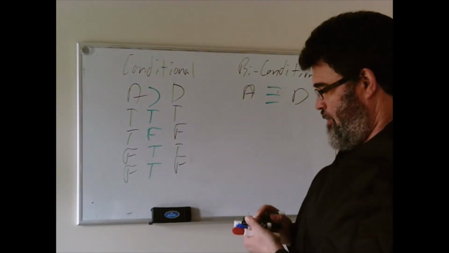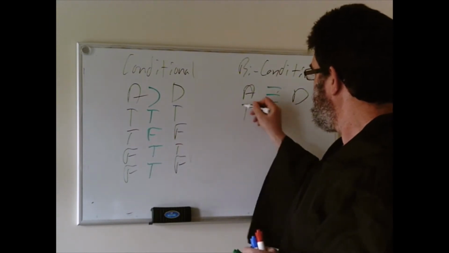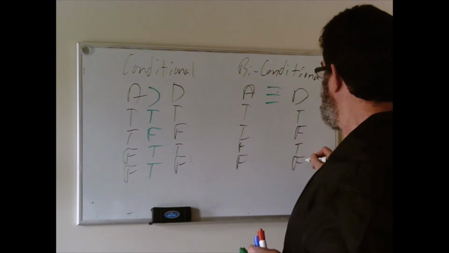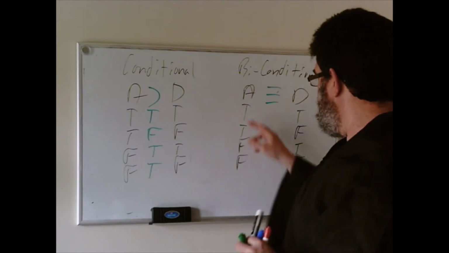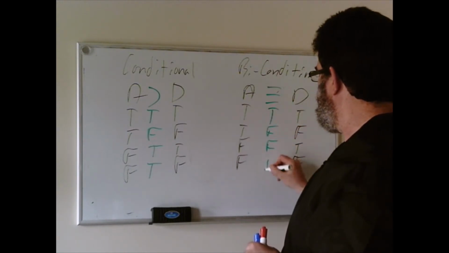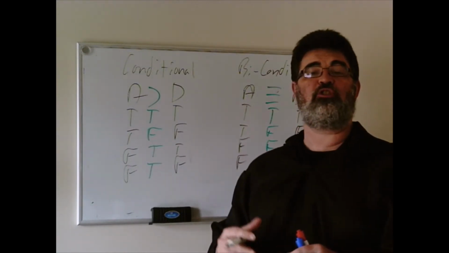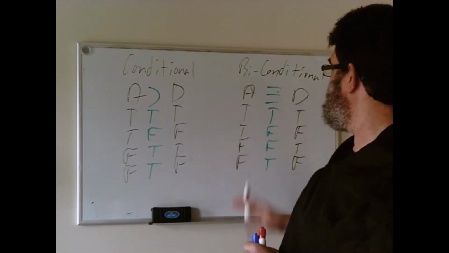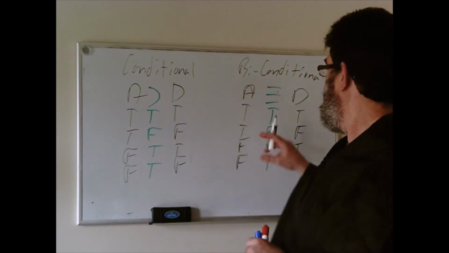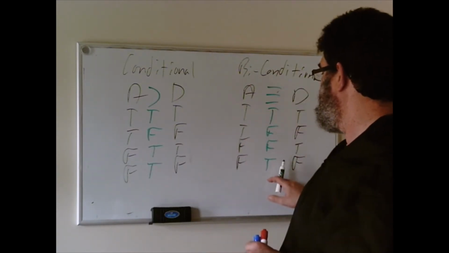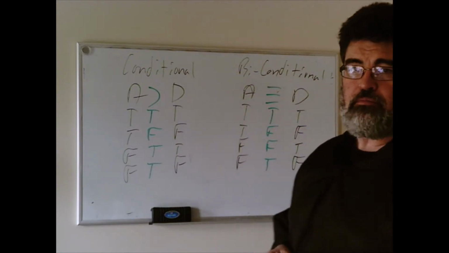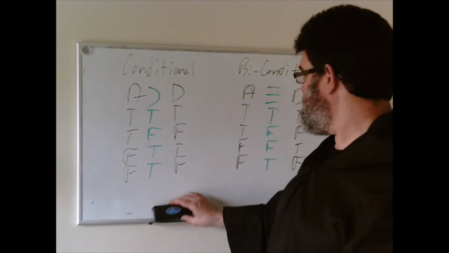Now, what about the biconditional? Well, a biconditional is true when both sides of the biconditional are the same. Remember, a biconditional is really two conditionals joined by a conjunction. So if they're both the same, then they end up being true, and if they're different, then they end up being false. So that's how the operators go.